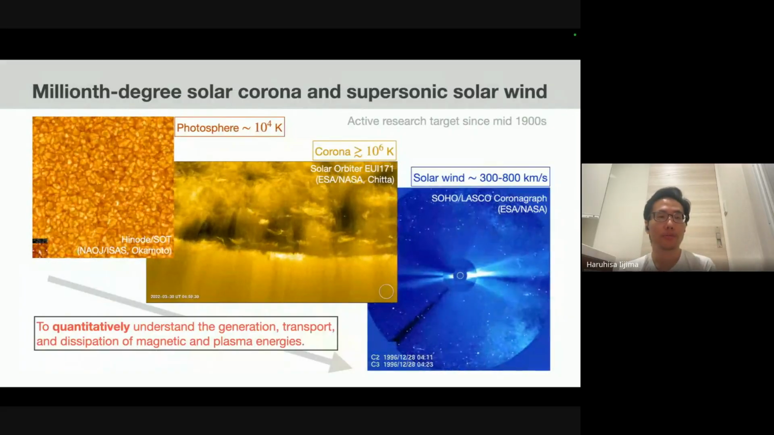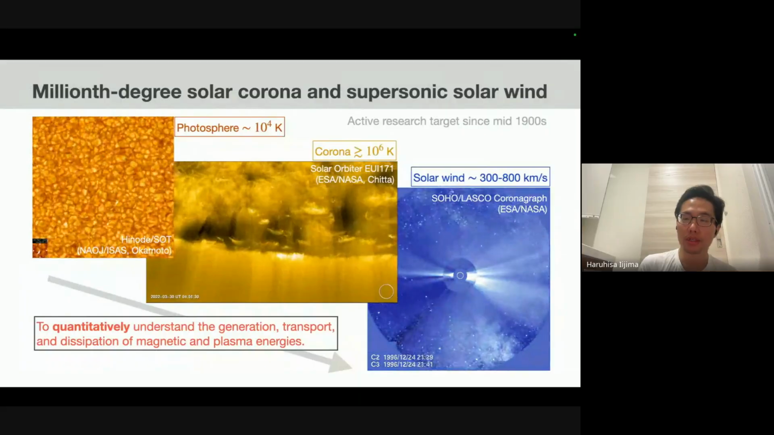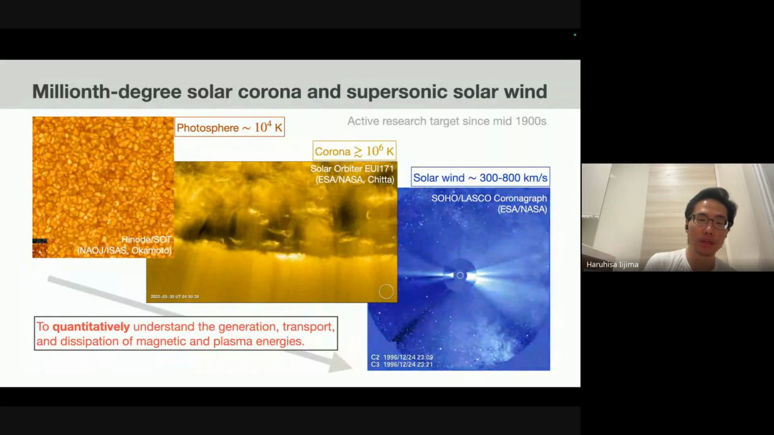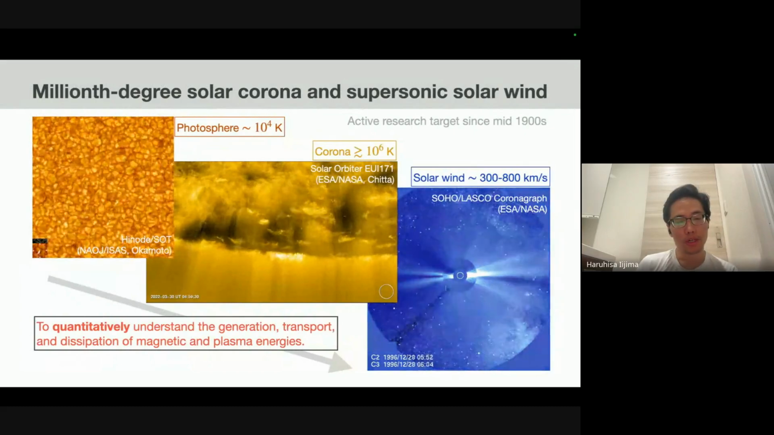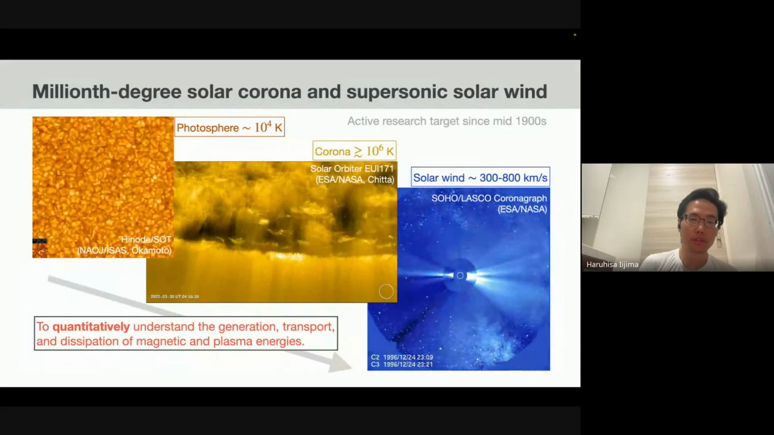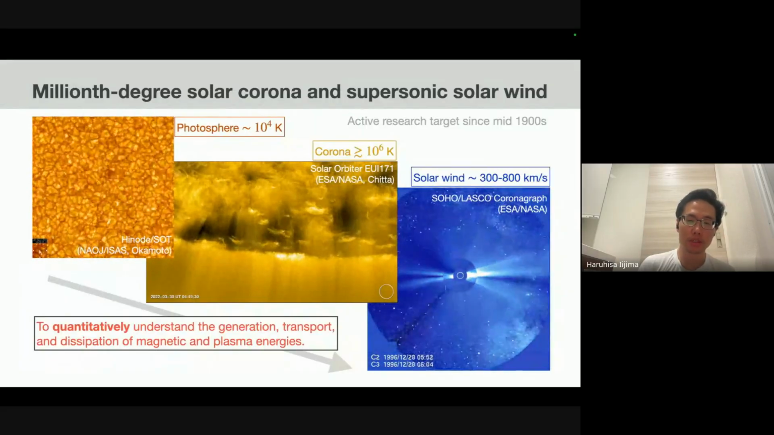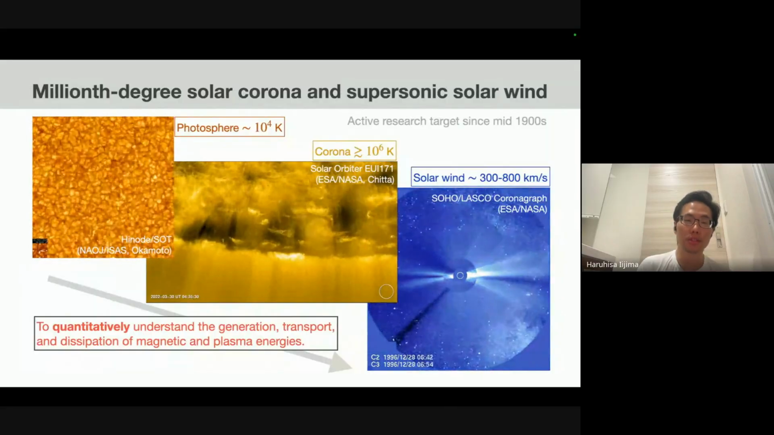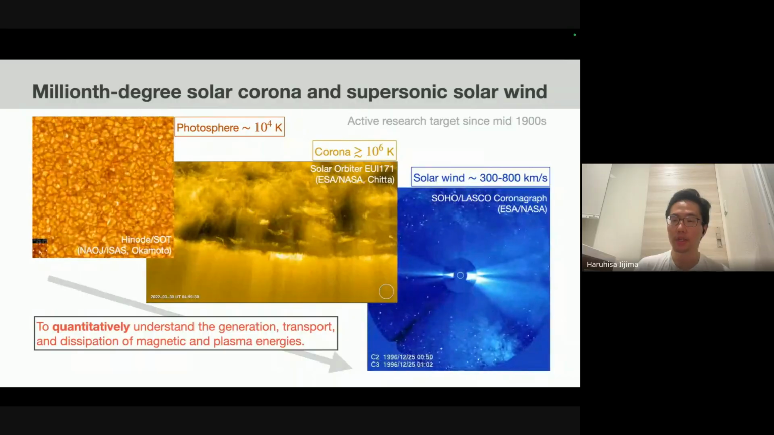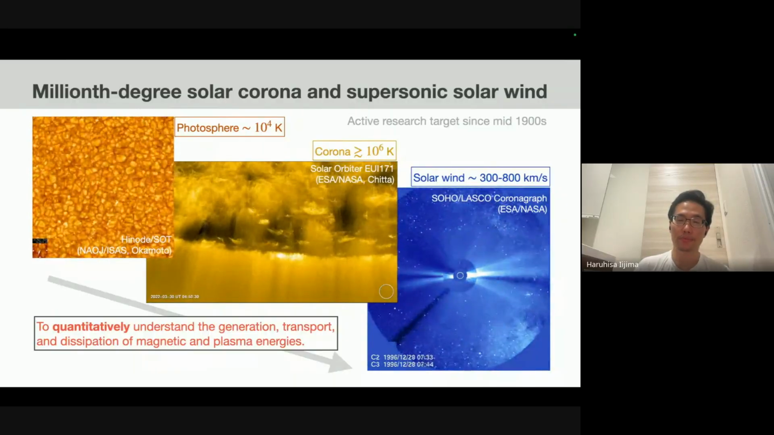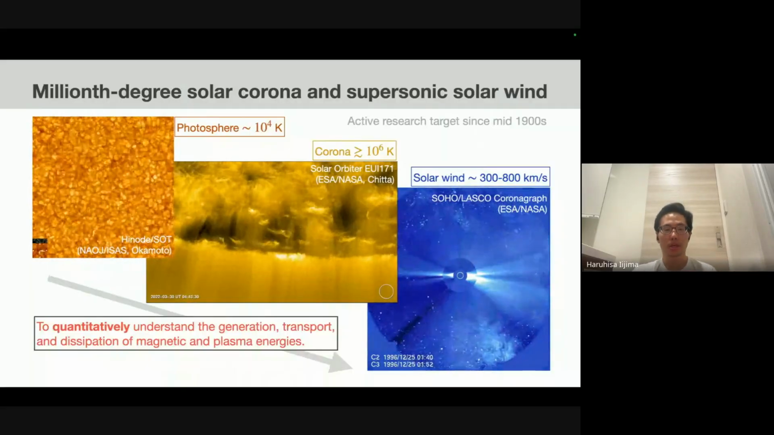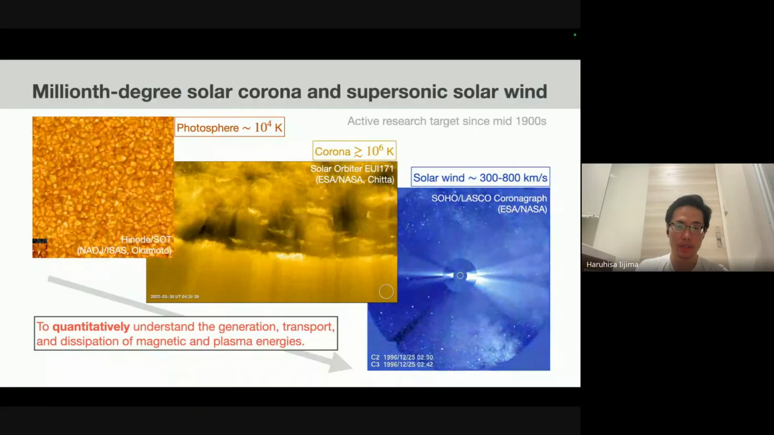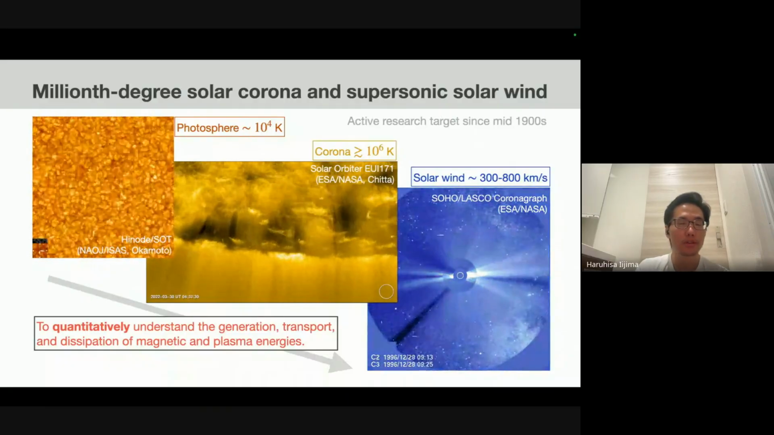The physical origin of the solar corona and the supersonic solar wind has been a challenging problem in solar physics. This problem is, in other words, to quantitatively understand the generation, transport, and dissipation of magnetic and plasma energies from the solar surface into the corona and into the solar wind. Understanding this energy process quantitatively is important for solving this problem.